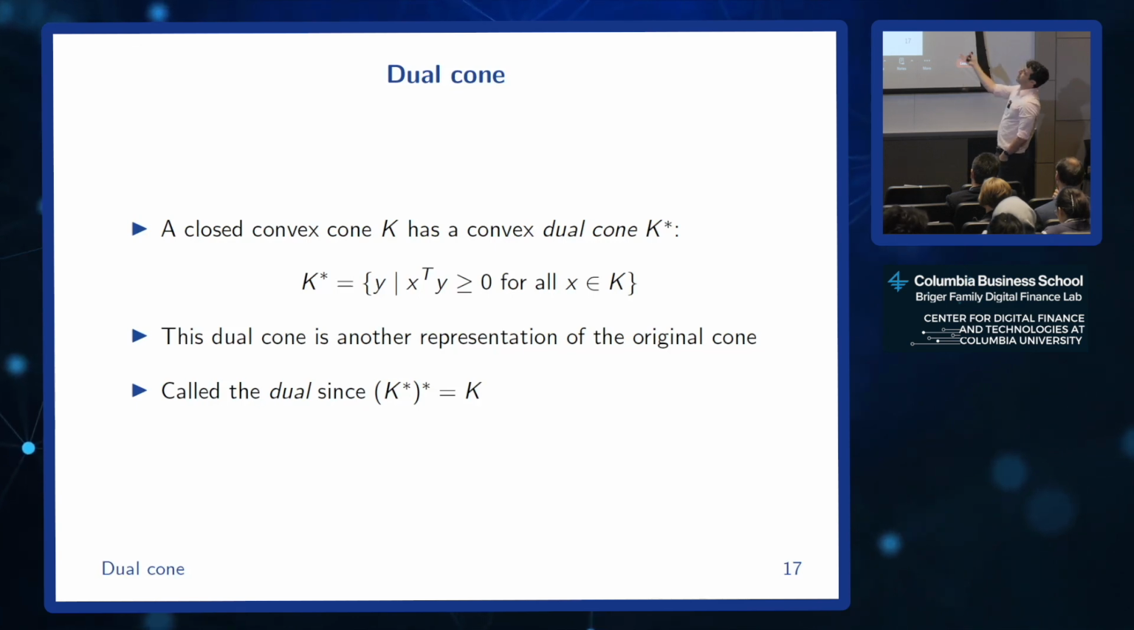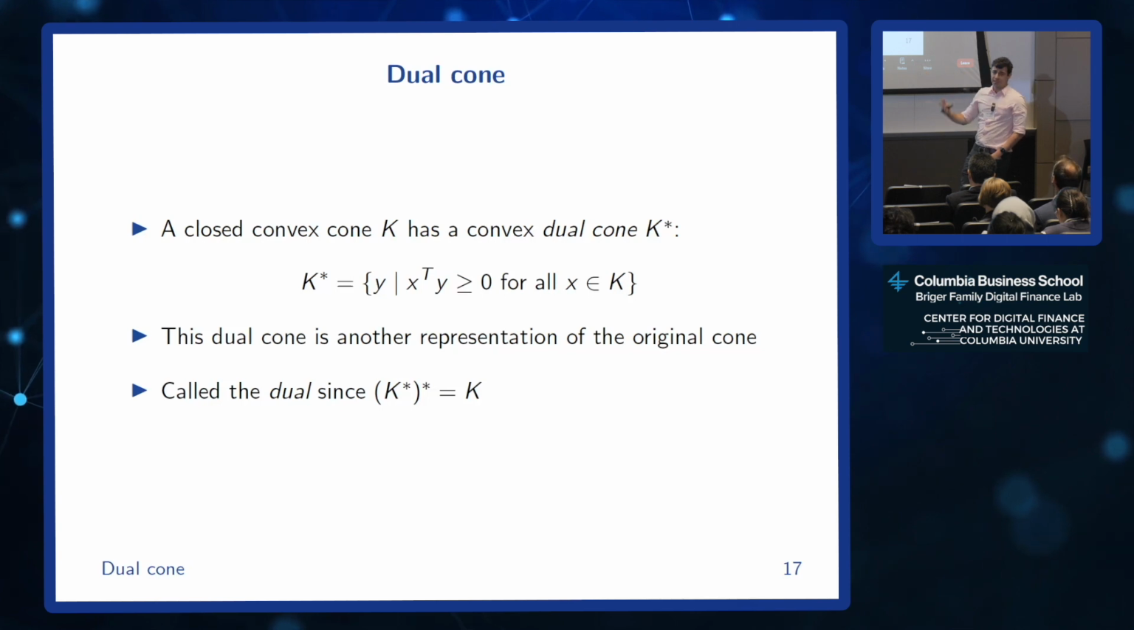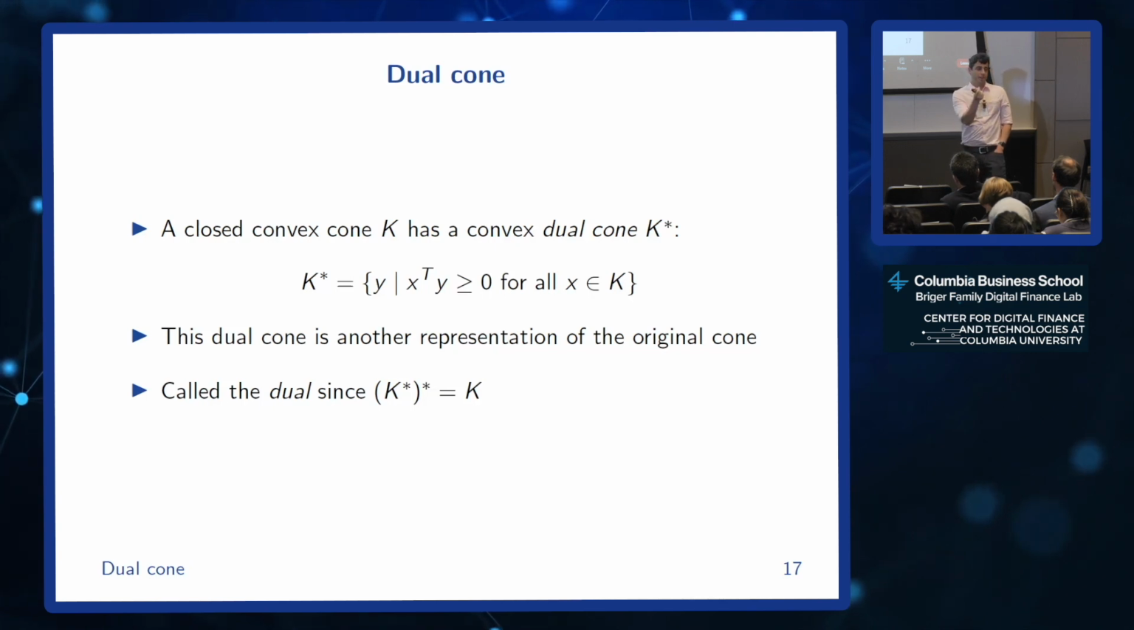The definition is not super important, but I'll go over it just for fun: the dual cone is defined as the set of vectors which have non-negative inner product with every element in the cone K. So we're going to call that K star. Don't worry too much about the definition. The point is, it's another representation of the original cone. What do we mean by that? We mean that if you take the dual of the dual, you actually recover the original cone. So again, there's another bijective operation between a cone and its dual.